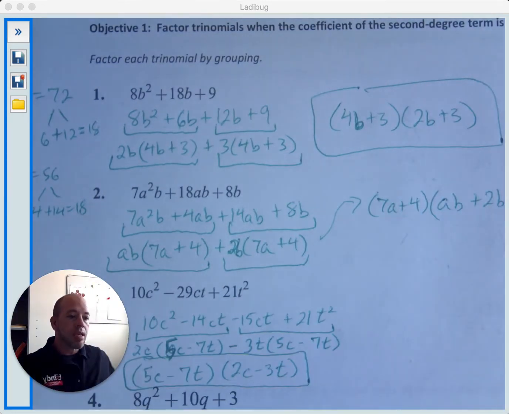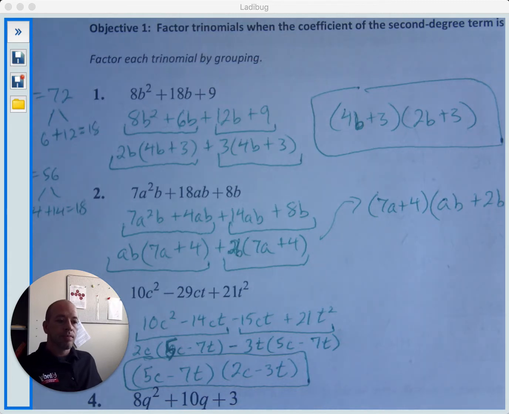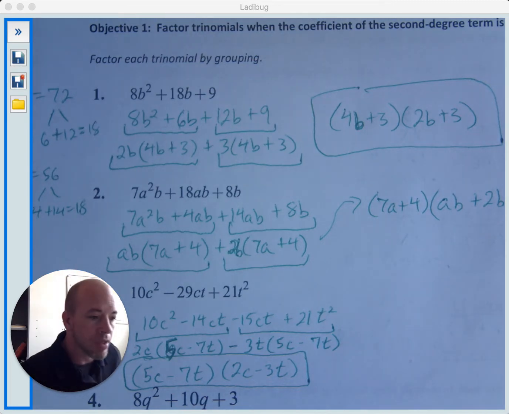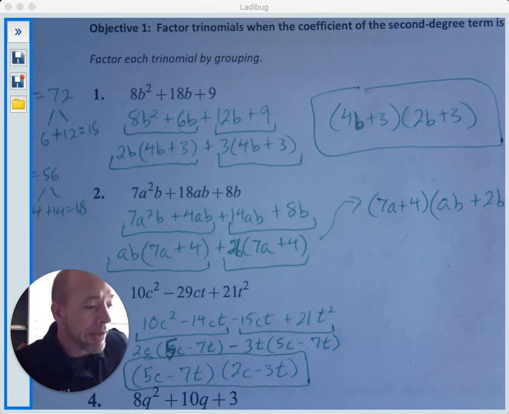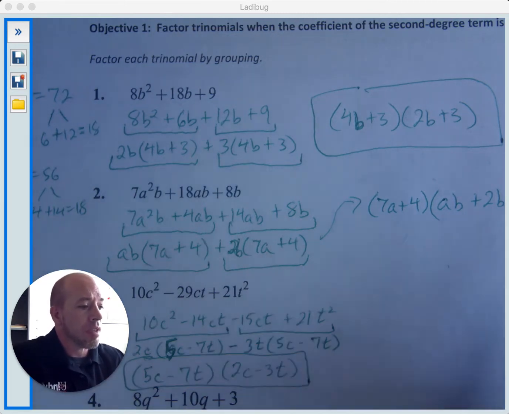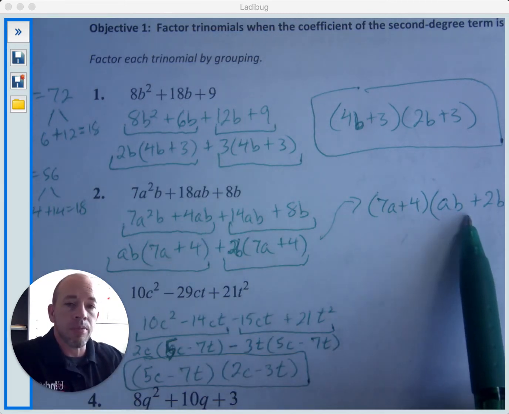Now you may be thinking, maybe you didn't do something quite right there, Mr. Rohn, because if you look, it looks like we could take out a B from both of these, right?